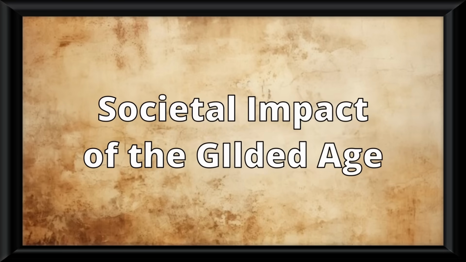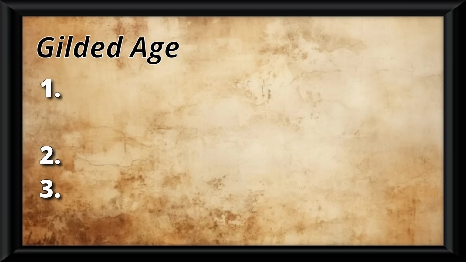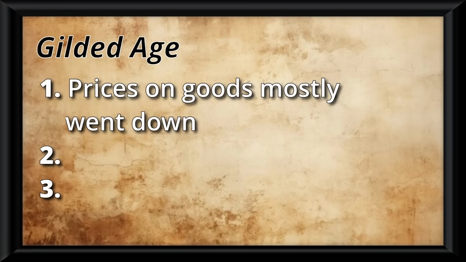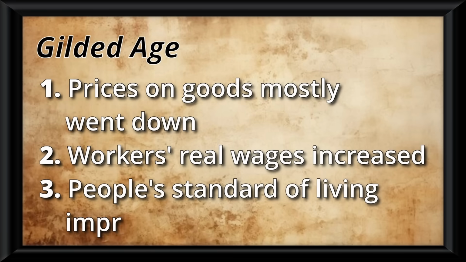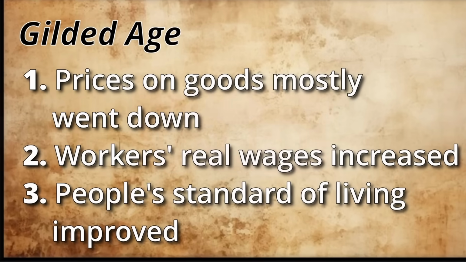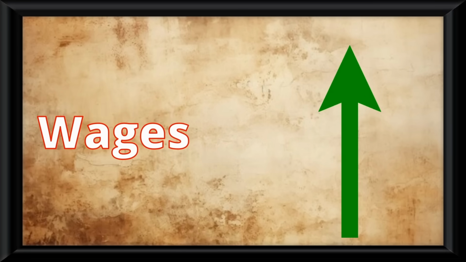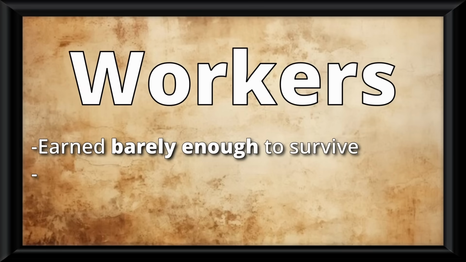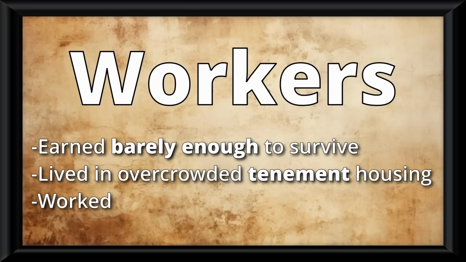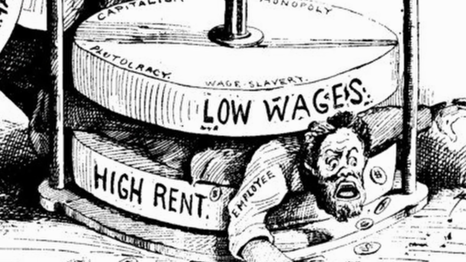So it's time to talk about the societal impact of the Gilded Age. And to put it into perspective, I will say 3 things that will be hard to believe. During the Gilded Age, prices on goods mostly went down. Workers' real wages actually increased, and most people's standard of living actually improved. So that sounds great, right? Wrong. Yes, mass production lowered prices, and yes, wages rose on paper, but that didn't mean workers lived well. Most industrial workers earned barely enough to survive, lived in overcrowded tenement housing, and worked brutal hours in unsafe factories. And cheaper goods don't matter much when your life is already miserable.